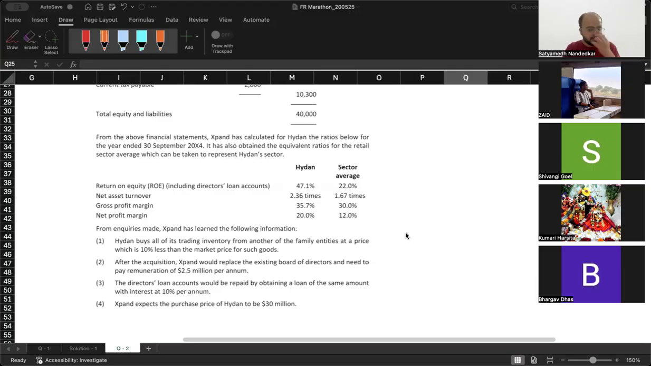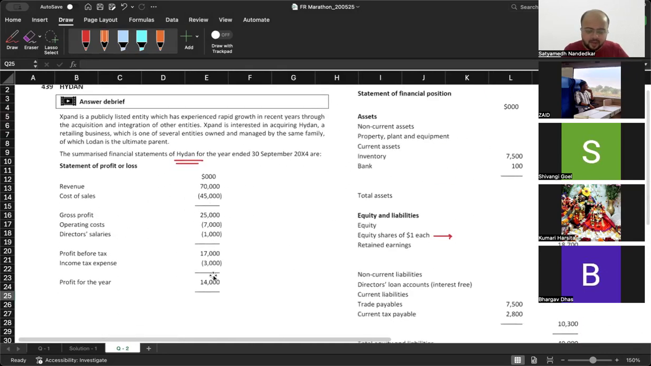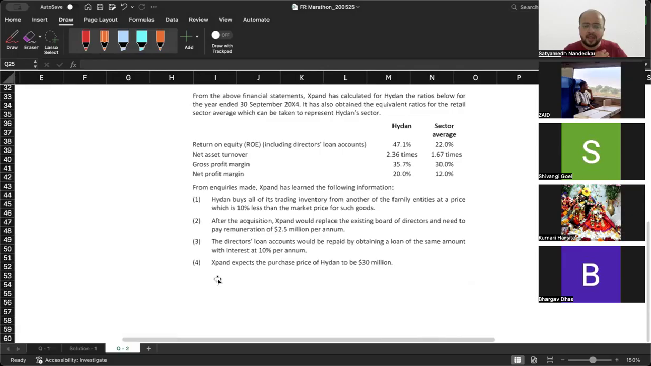ठीक है. अब कैसे निकालना है एडजस्टेड रेशियोज. ठीक है. Hayden buys all of its trading inventory from another of the family entities at a price which is 10% less than the market price for such goods. यहाँ पे first of all आप ये समझो कि what are we trying to do? The first thing that we are trying to do is here certain transactions have been given to you and they have mentioned that there are certain differences.